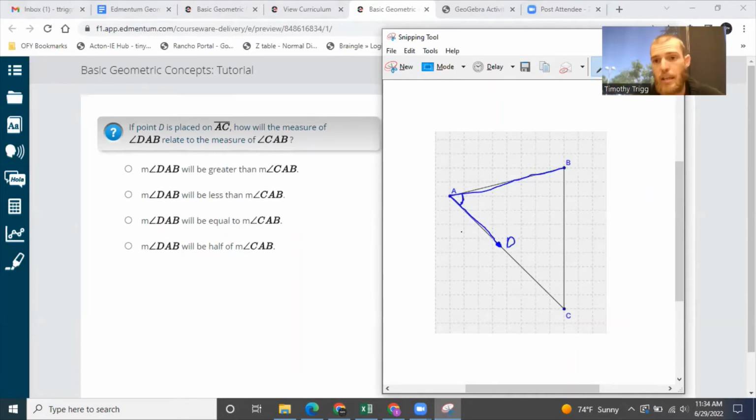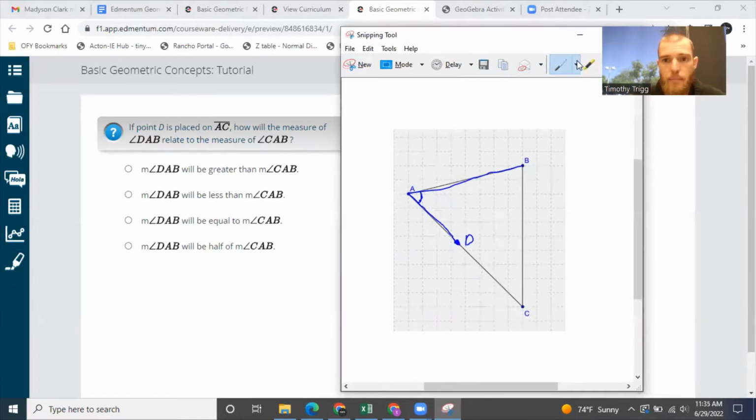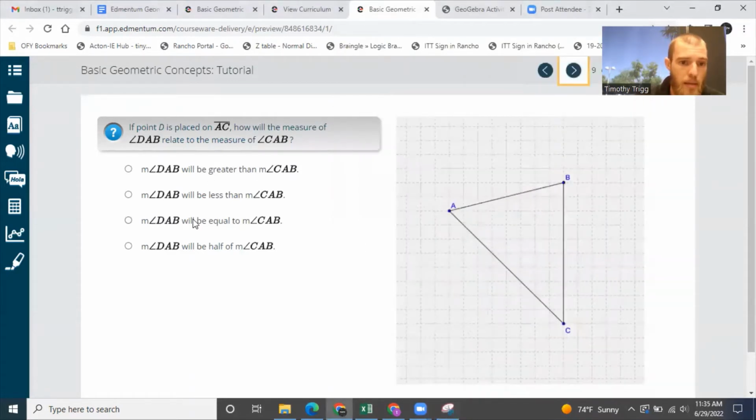So essentially angle A, right? How does that relate to the measure of angle CAB? So angle CAB, what's that? CAB, well, that forms the same angle, doesn't it, right? So in this case, the measure of angle DAB and CAB, they're actually the same angle, right? So they will be equal.